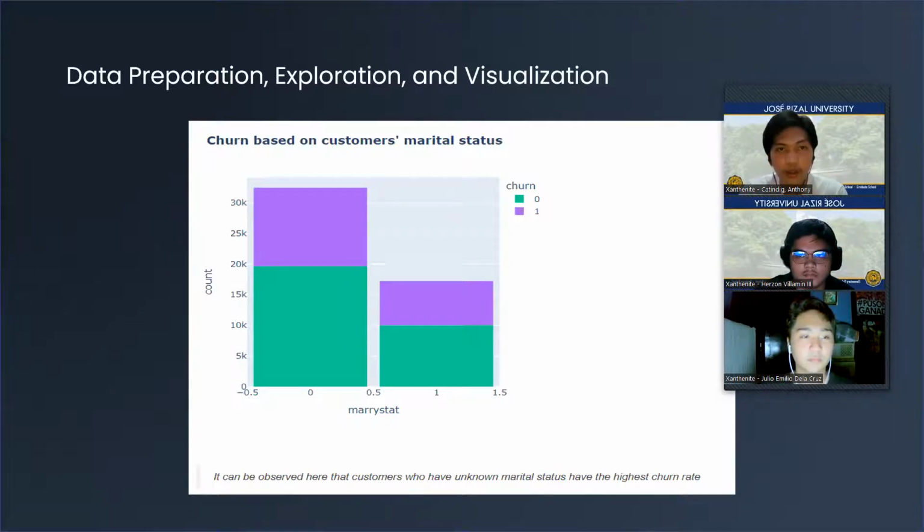So churn based on customers' marital status. It can be observed on the graph above that the customers who have unknown marital status have the highest churn rate.